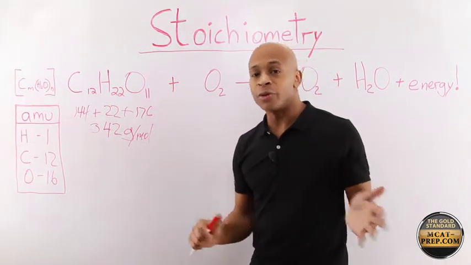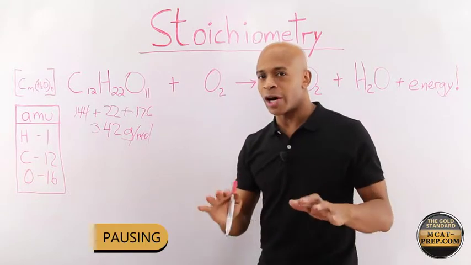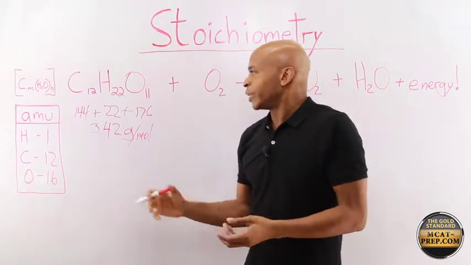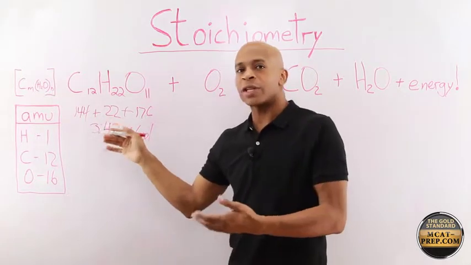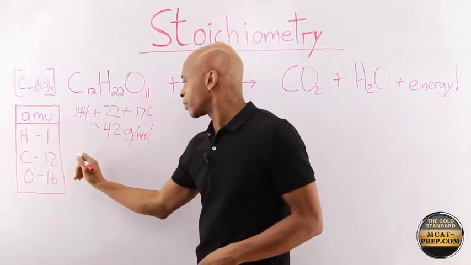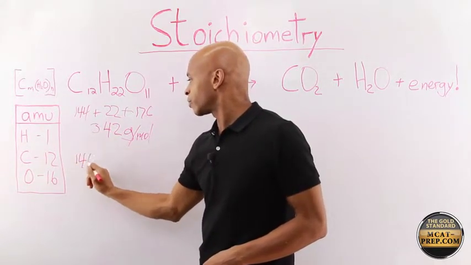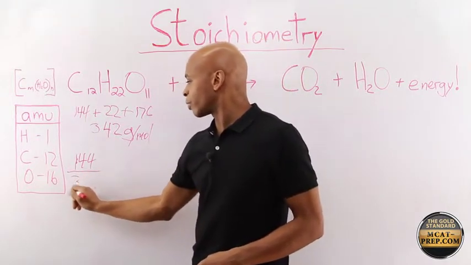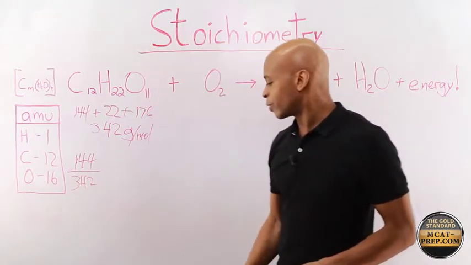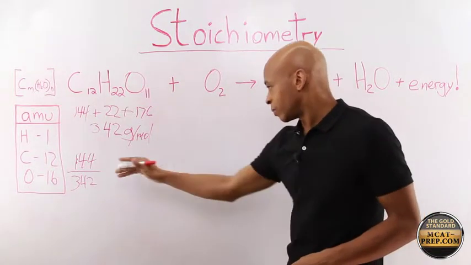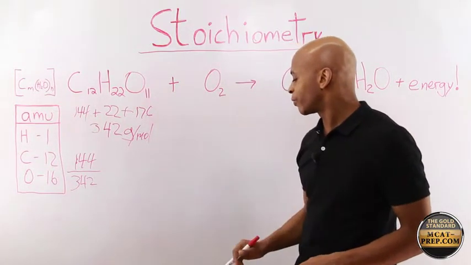So if you know how to do it, just do it: pause and do it. And if not, we'll look at that. We just are going to look at what percentage of this is caused by the carbon. And of course, to do that, we do a simple percentage, which is we start by how much carbon we have over the total amount. So that's how much carbon we have, 144 over 342.